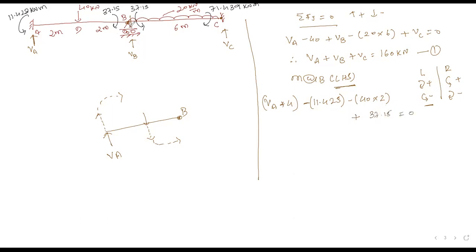So now tell me, on the left side we are able to see the VB force. Due to the VB force, will there be any moment at point B? Tell me. Due to the VB force, is there any moment on point B? What is the definition of moment? Force multiplied by perpendicular distance. Yes or no?